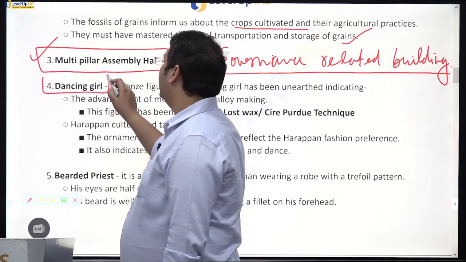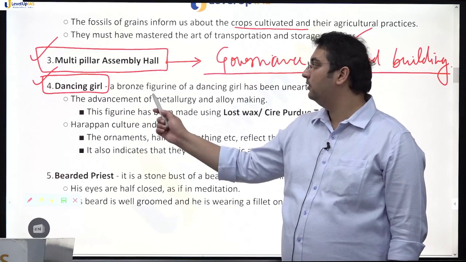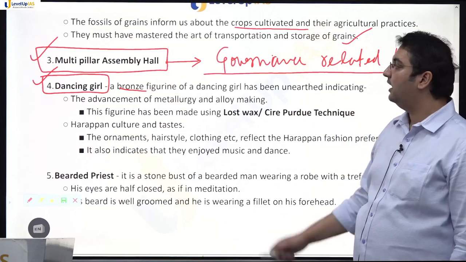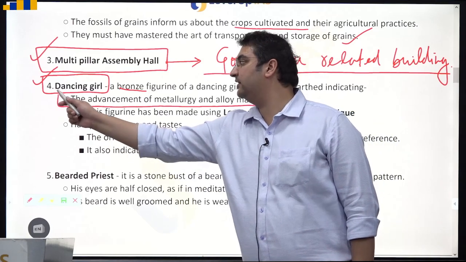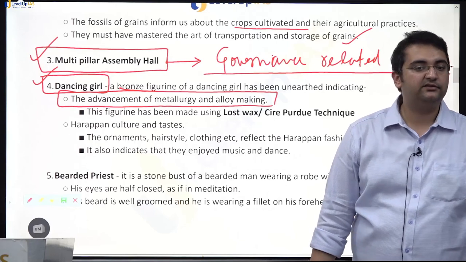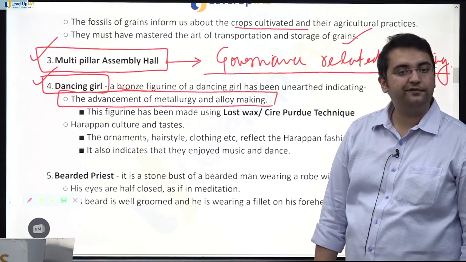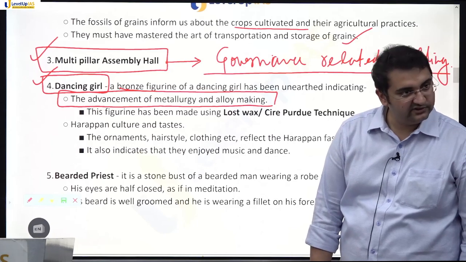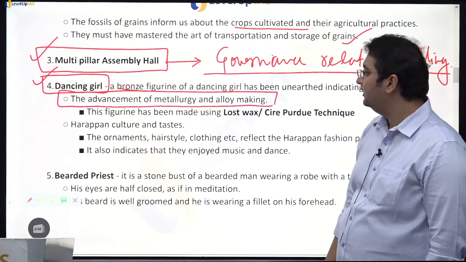Then a small figure of a dancing girl has also been discovered, made out of which material? Bronze. So bronze figurines of a dancing girl have been unearthed. And what does this indicate? That the Harappans had an advanced technology of bronze metallurgy. What kind of metal is bronze? Is it an elemental metal or an alloy? It is an alloy of copper and tin. So they had expertise over both copper and tin as well. Plus they knew how to mix these materials in the correct proportion, right?